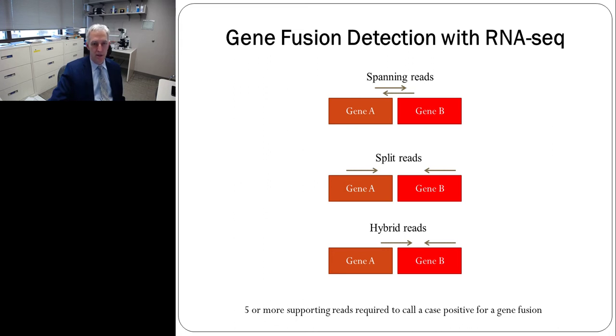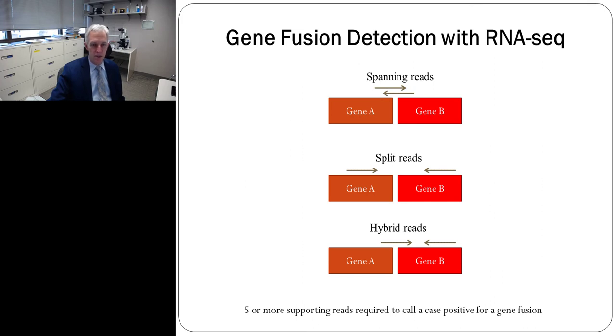So they have different definitions. Remember, this is paired-end next-gen sequencing. So we get 2 reads for every read. We get one in this direction, one in that direction. If both of them span a junction of 2 genes, we call them spanning reads. If they're entirely contained in the separate genes, we call those split reads. And if one crosses a junction, and the other is entirely in the other gene, we call that a hybrid read.